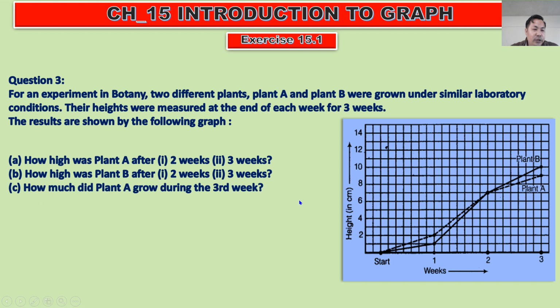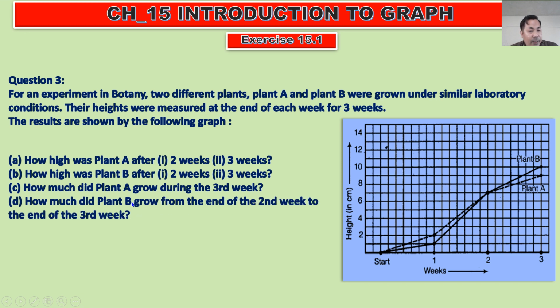Then let's see what is the next question. How much did plant A grow during the third week? It is asking you how much the height of plant A increased in the third week. Then number D, how much did plant B grow from the end of the second week to the end of the third week? Meaning from the second week to the end of the third week, how much did plant B grow? You have to find out the difference, isn't it?